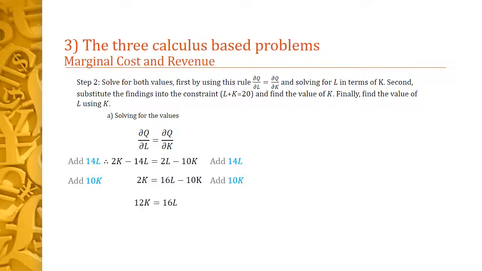Now at this point we could either solve in terms of k or L. I have chosen to do so in terms of L, but if you prefer to solve in terms of k, that would also be fine. Just keep in mind that if you do so, further steps may be contrary to mine. So all that we have to do here is divide both sides by 16, then we'll end up with L equals 3/4 K.